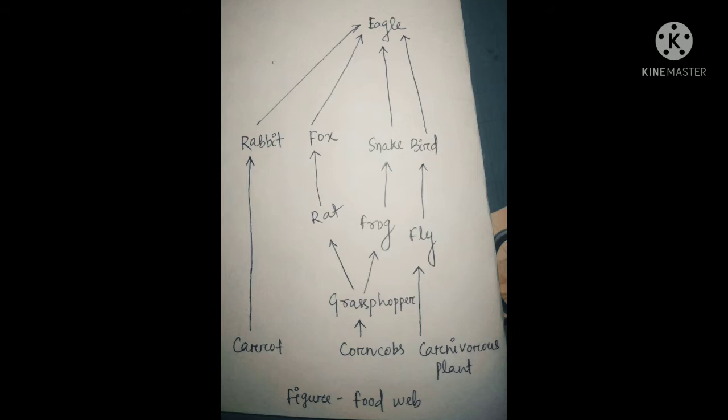This diagram shows a food web and how it works. Carrot is eaten by rabbit, rabbit is eaten by eagle. Then corn cobs are eaten by grasshopper, grasshopper is eaten by either rat or frog. A rat is eaten by fox, then eagle. Frog is eaten by snake, then eagle. Then carnivorous plant is eaten by flies, flies are eaten by bird, then birds are eaten by eagle.